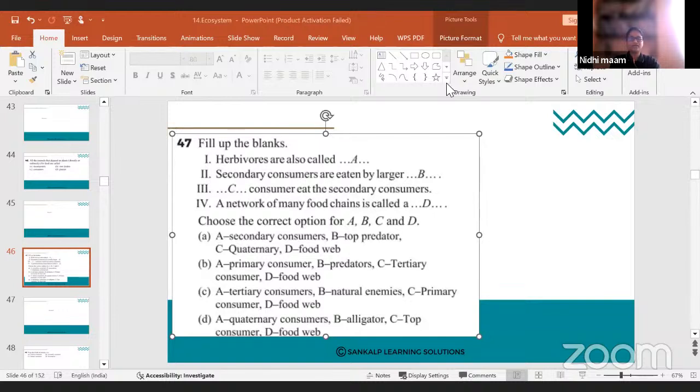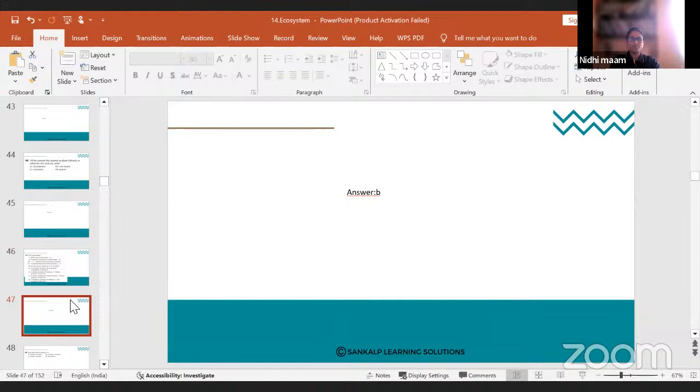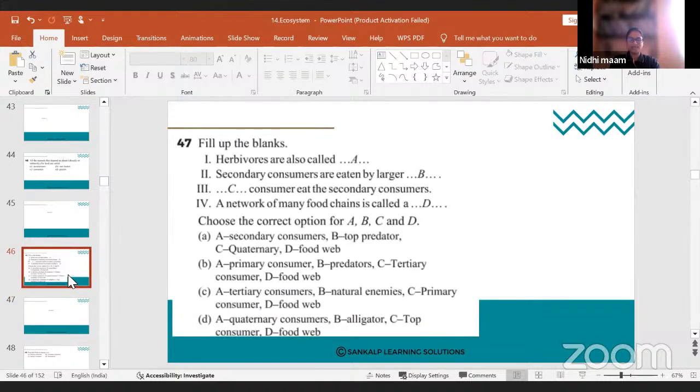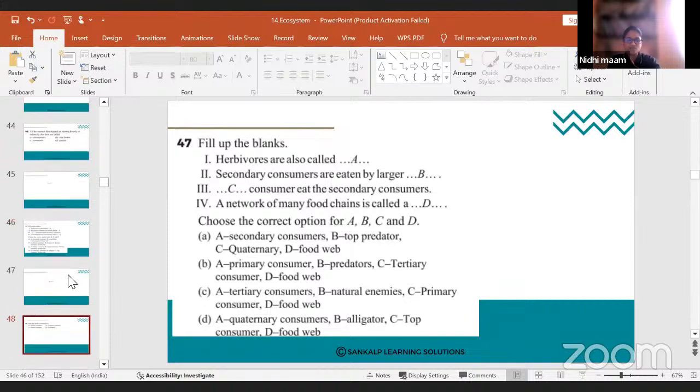So most of you voted for option B, some of you voted for option C. So the right answer here is option B. A is primary consumer, that is deer, we can take grasshopper. So these are the primary consumers. The next one is B, predators, C, tertiary consumer, D, food web. So option B is the right answer. Next question.